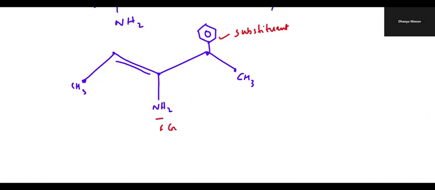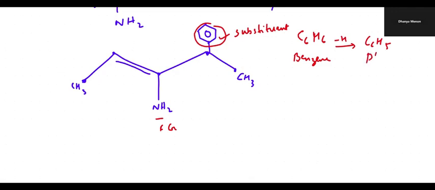Now, what is the name of this substituent? This is the benzene ring, right? When benzene ring is a substituent, benzene is C6H6. When one hydrogen is removed, it becomes C6H5, and that is this substituent. When one hydrogen is removed from the benzene, it is called phenyl. So this substituent is nothing but phenyl. We don't write benzyl, we write phenyl.